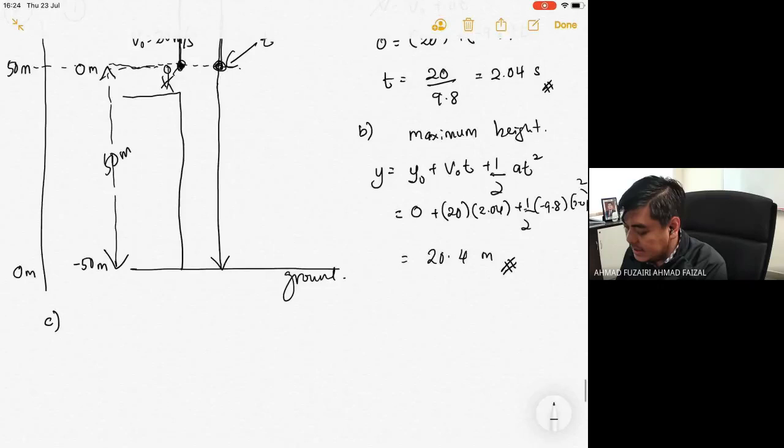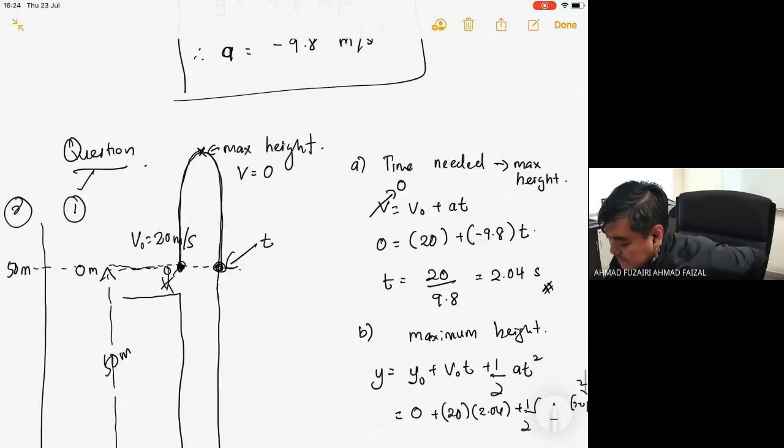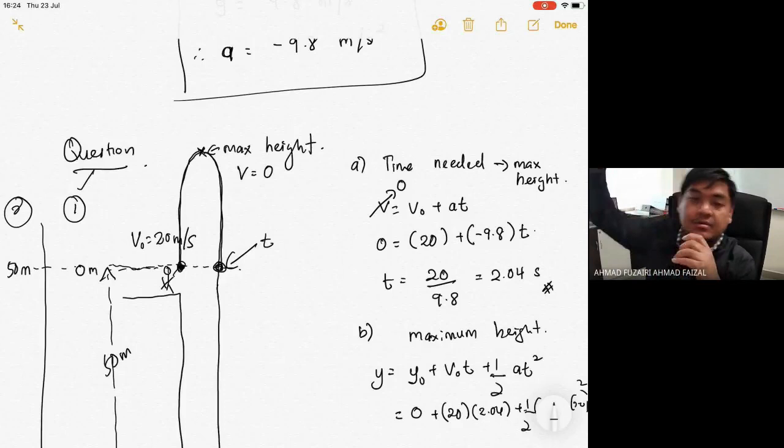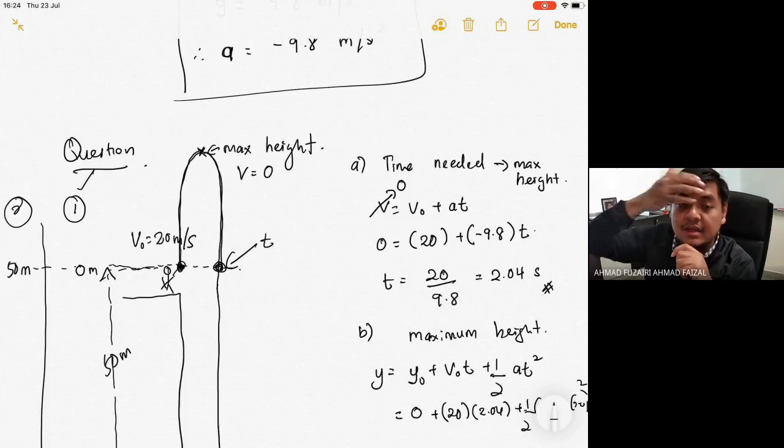Okay, so on part C, how to do that? At this point, this is what we call symmetrical motion. Symmetrical motion means that when the ball leaves the hands, it will fall at the same level as the hands. Maksudnya dia akan naik dan dia akan turun pada satu ketinggian. Bila dia jatuh pada level yang sama pada tangan kita tadi, kita lepaskan tadi. So that's why we call it symmetrical.